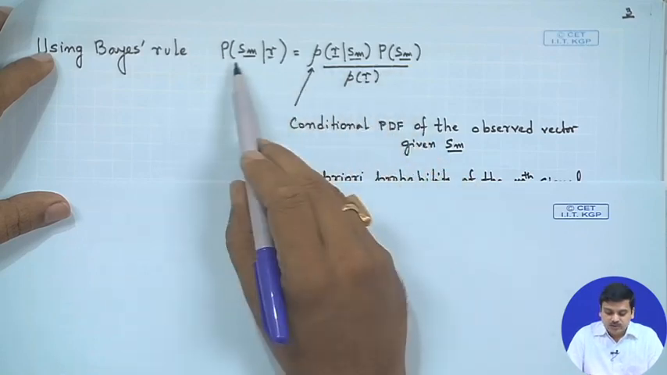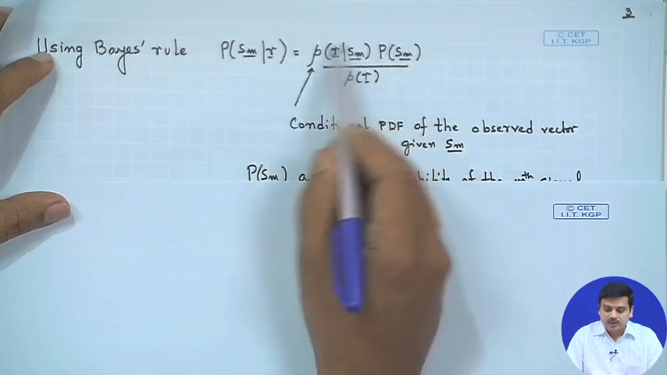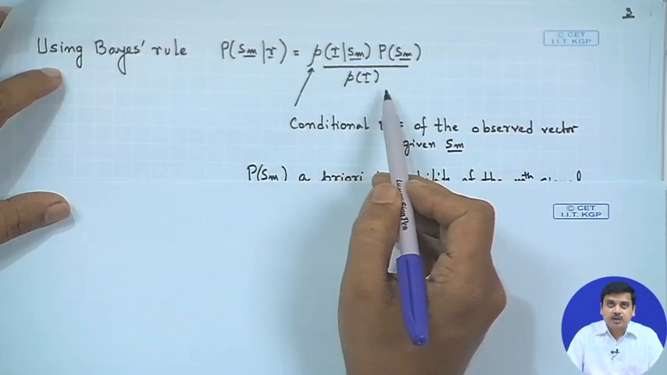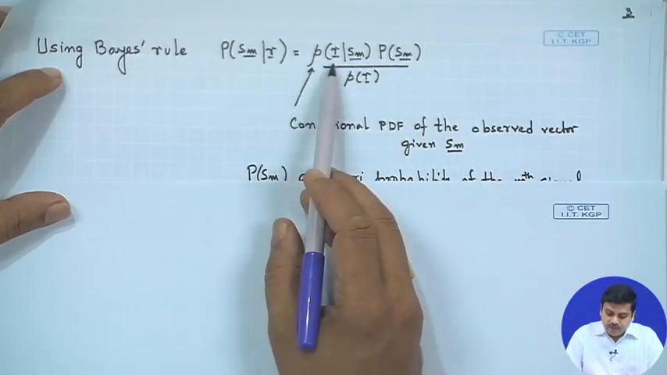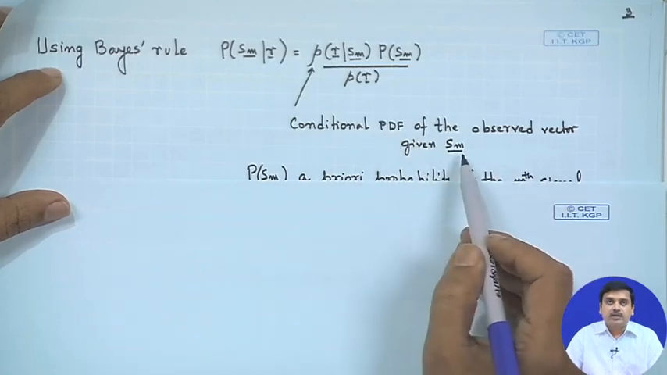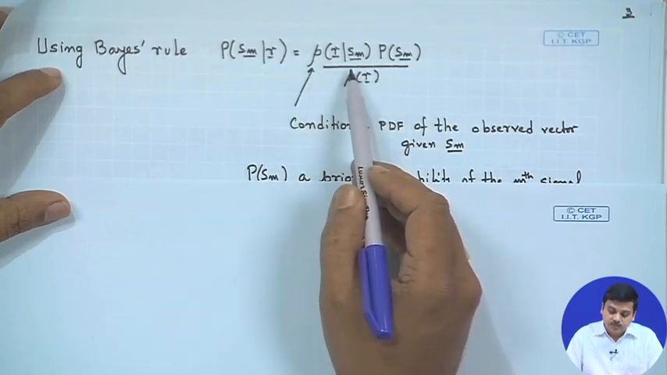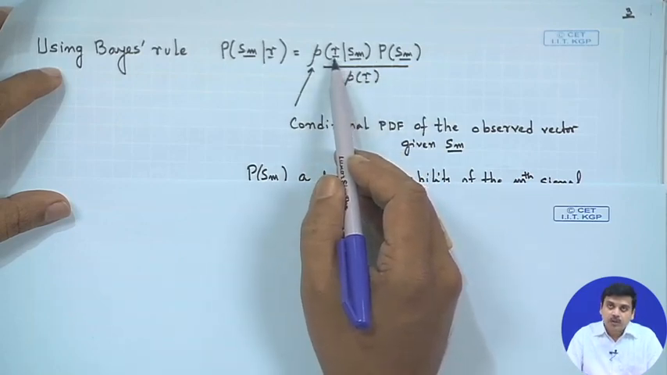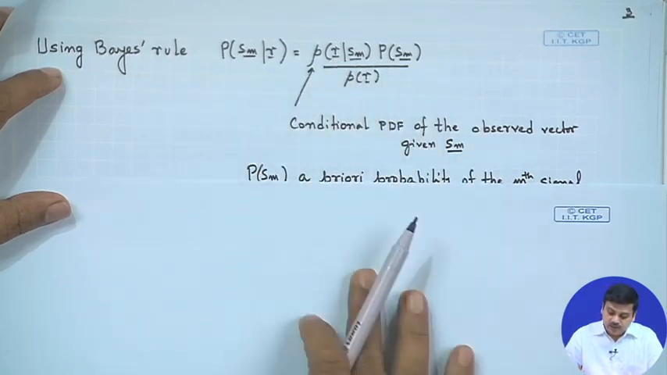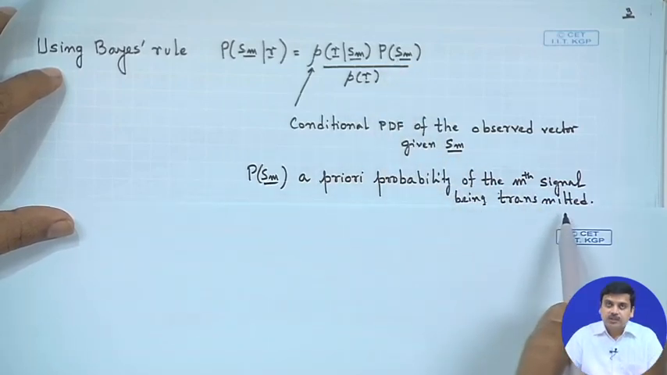In another way, you could also see P of Sm given R times P of R is the joint probability of Sm and R, and this is also the joint probability of Sm and R. So, that is a very short revision. Anyway, by the Bayes rule we have this expression, where P of R given Sm is the conditional PDF of the observed vector given Sm, and we have calculated this when we computed the output of the matched filter, because R is the vector at the output of the matched filter, and P of Sm is the prior probabilities of the mth signal being transmitted.